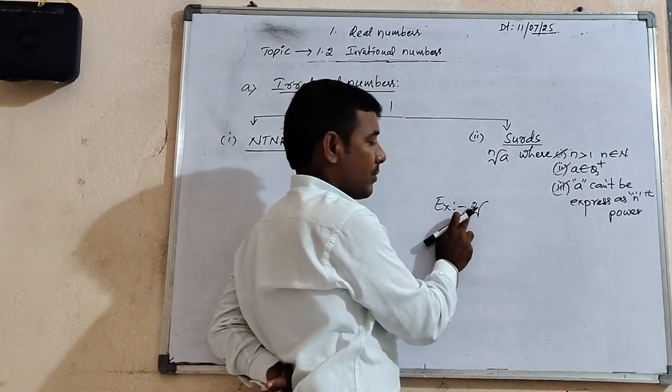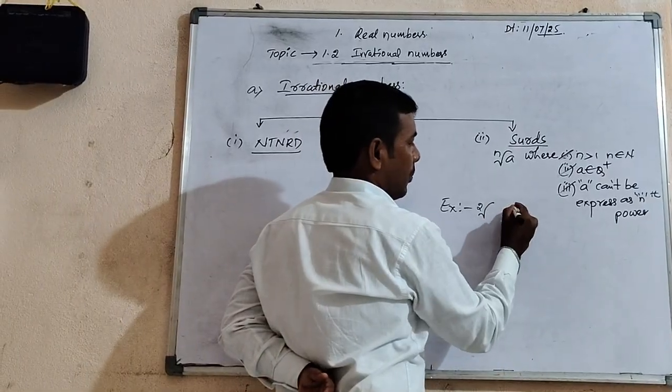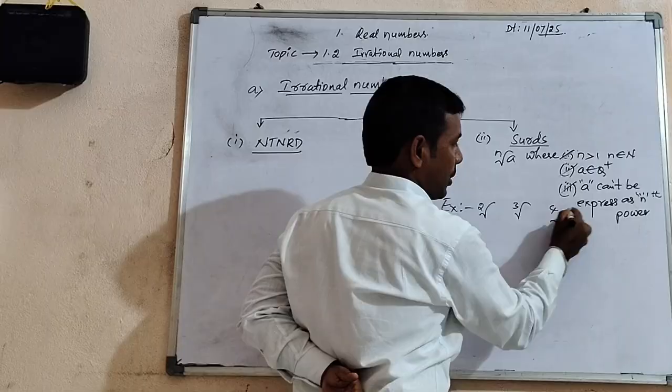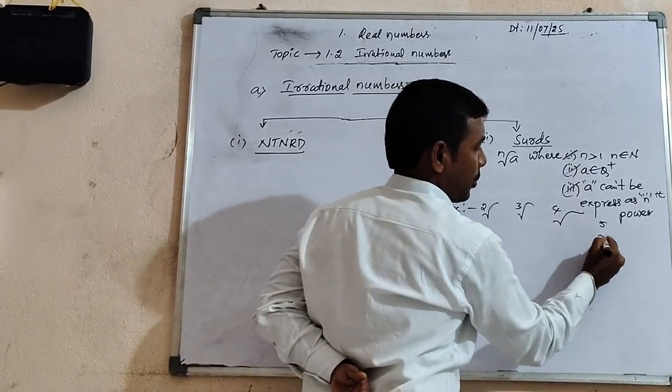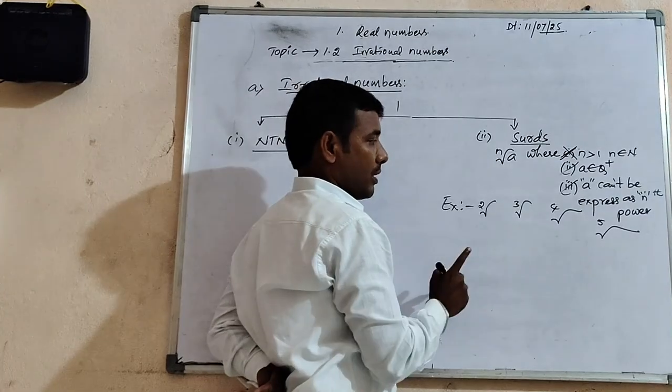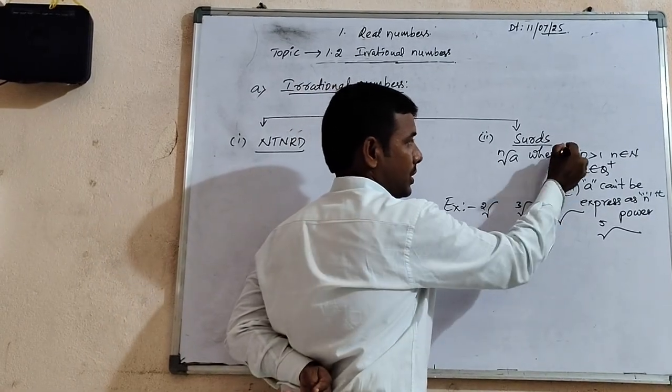Yes, we can. Next, we can take the cube root also. We can take the fourth root also. We can take the fifth root also. We are discussing the first condition. It is clear. Now these are based on the first condition.